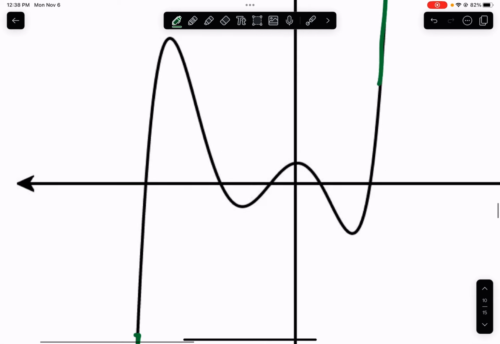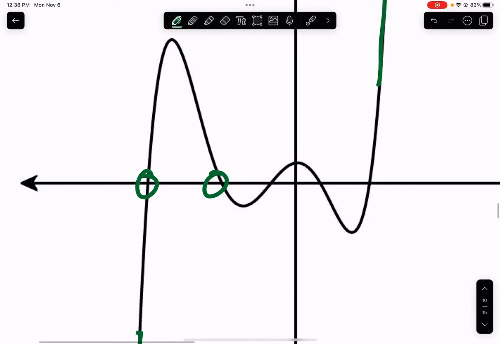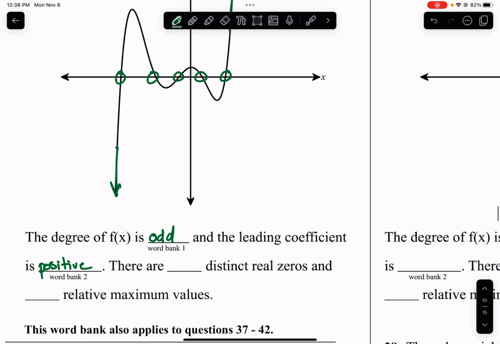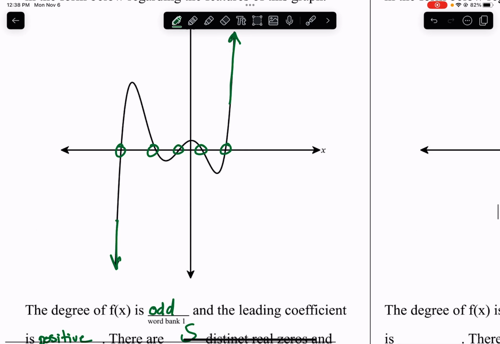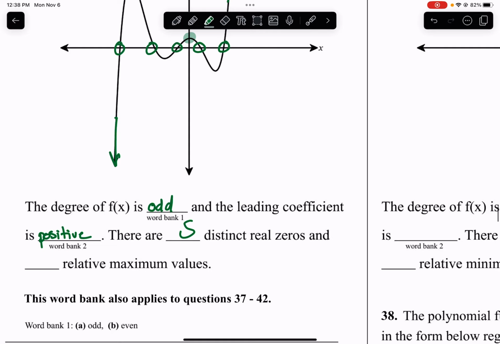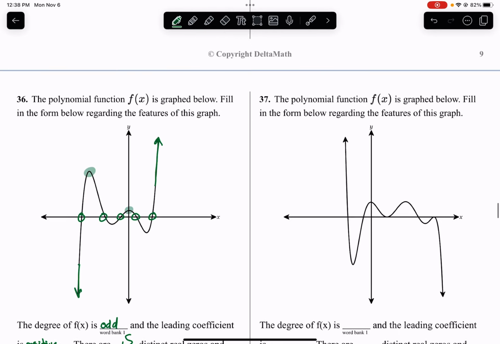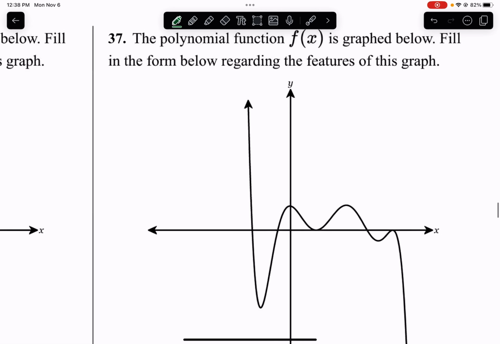And then distinct real zeros are going to be how many times we cross the x-axis. In this case, we cross it 5 times. And maximum values, we have a maximum right here and a maximum right here. So we have 2 relative maximum values. All right, let's go ahead and try this one.